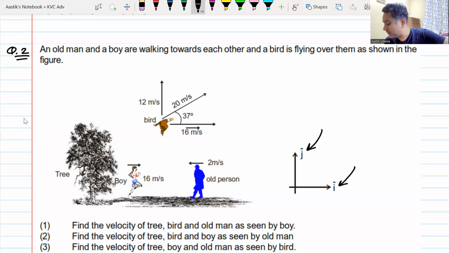You have to find the velocity of tree, bird, and old man as seen by the boy. That is your first question, the yellow one. Velocity of tree, bird, and old man. So there are 4 characters here. All are living beings. One is not a living being, one is a living thing. Tree. So you have to find the velocity of tree, bird, and old man as seen by the boy. And your time starts now.